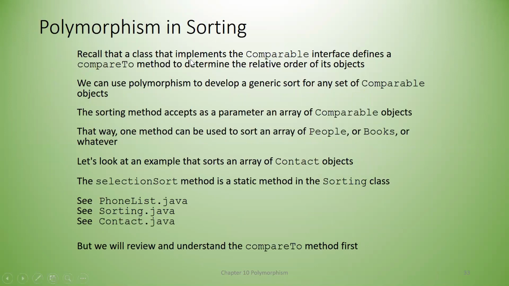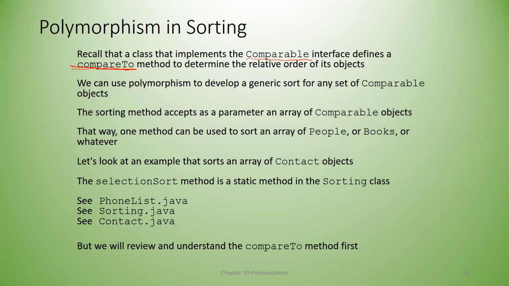So recall that a class that implements the comparable interface defines a compareTo method. So comparable is an interface. It has only one method, that's compareTo, okay? It determines the relative order of its objects. And remember, compareTo returns an int. It returns negative if this object is less than the other one. It returns positive if the current object is greater than the compared one. It returns 0 if they are equal. So that's the compareTo method.